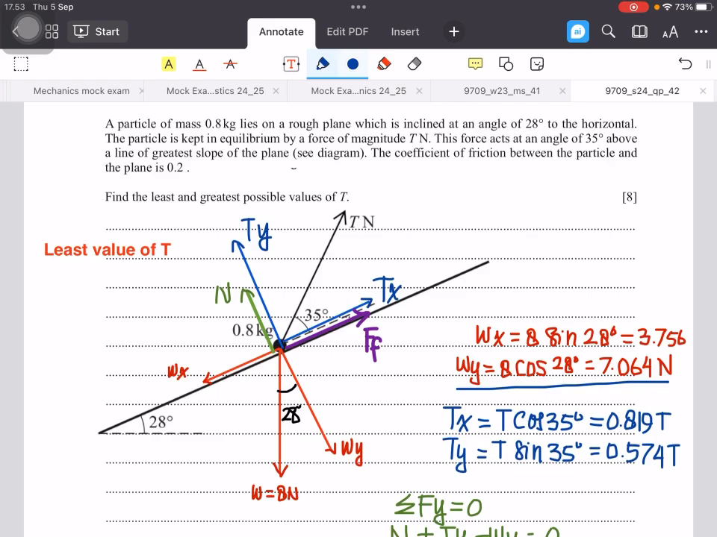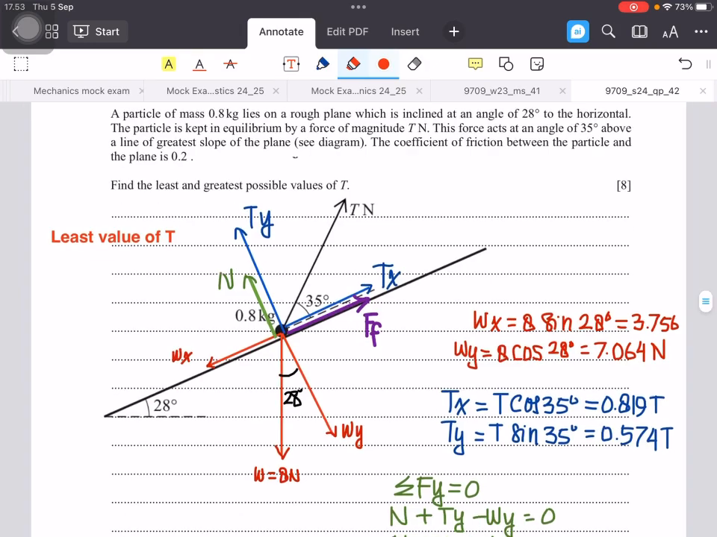And then since T is not parallel to the plane, we have to split T into the x component parallel to the plane and Ty perpendicular to the plane. Tx is T cos 35 degrees, which is equal to 0.819 T. And Ty is T sine 35 degrees, which is equal to 0.574 T.